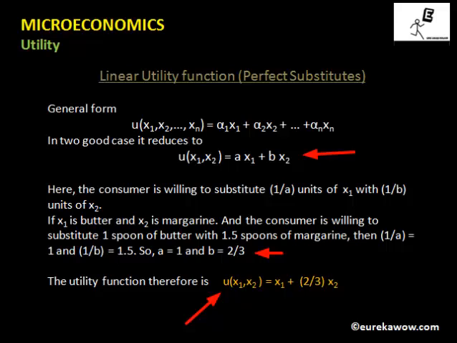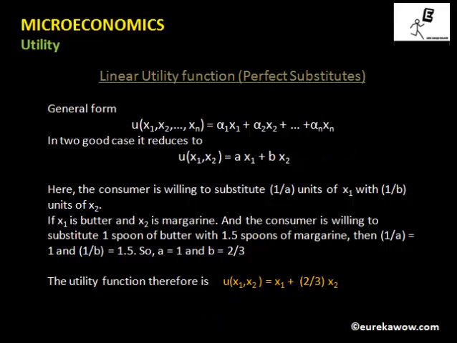Now it is essential to pay close attention to the coefficients a and b, because if a and b are wrongly written, then the slope of the indifference curve changes. That is, the MRS changes, and that is why it is very essential that we correctly determine the values of a and b so that we get the correct utility function.